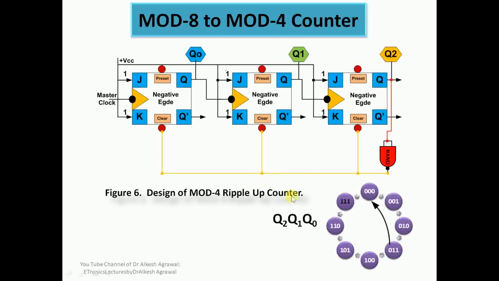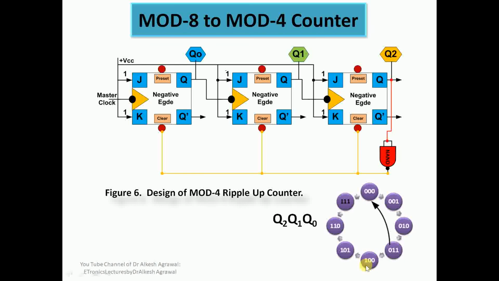Next, you can see how we convert a mod 8 counter into a mod 4 counter. So our counter will start from this state, it goes to this state, this state, this state, and the moment from 011 it will go to 100, that will be an unstable state. So directly from 011 it will enter into the 000 state. So how is it possible?